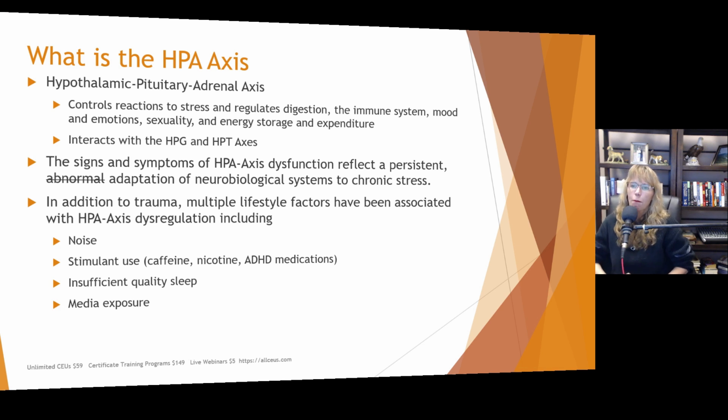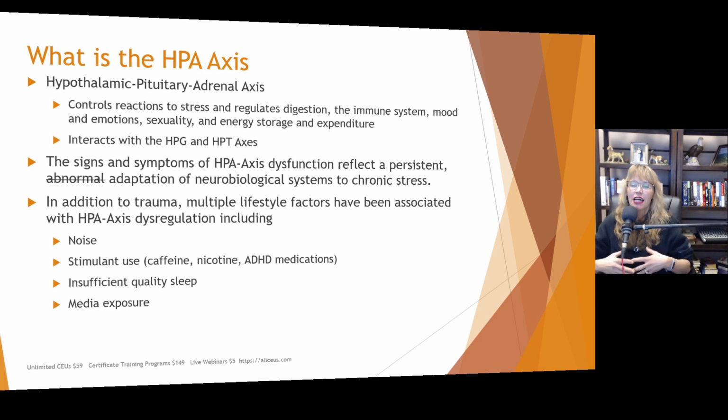In addition to trauma, multiple lifestyle factors have been associated with HPA-Axis dysregulation, including noise. Obviously, things that we want to hear, pretty sounds, aren't going to cause that dysregulation. What we're talking about is what I would call toxic noise. And it can be low-grade, constant noise like that comes from wind turbines, or it can be infrequent or intermittent noise like that comes from sirens or a plane flying overhead if you happen to be, unfortunately, in the flight path for your airport.